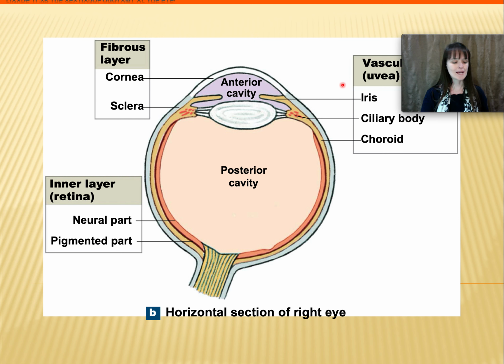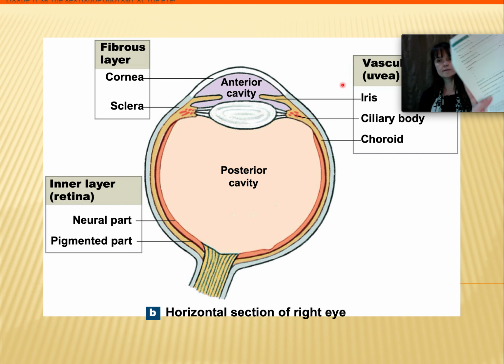Next is the vascular layer, also called the uvea. The middle layer of the eye is the vascular layer or uvea. Fill in the blank.